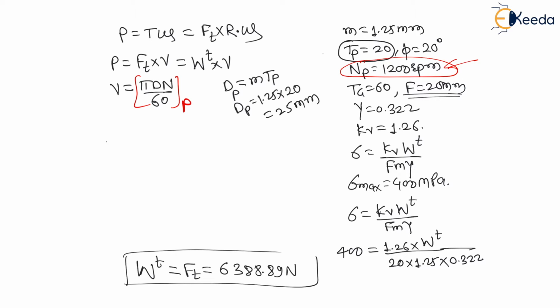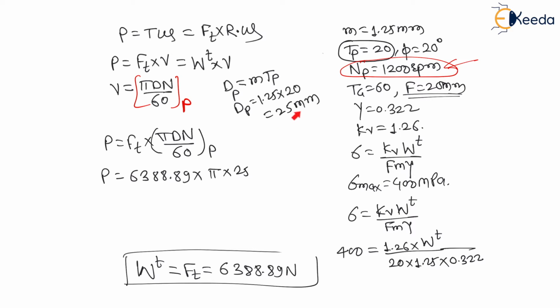So my dear students, this power will be equal to Ft into pi D N upon 60. Velocity is pi D N upon 60, but we have to put all values for pinion or gear. We can put for gear also, but speed of gear is not given, pinion is given. Therefore power is equal to Ft, which is 6388.89, into pi into diameter is 25.